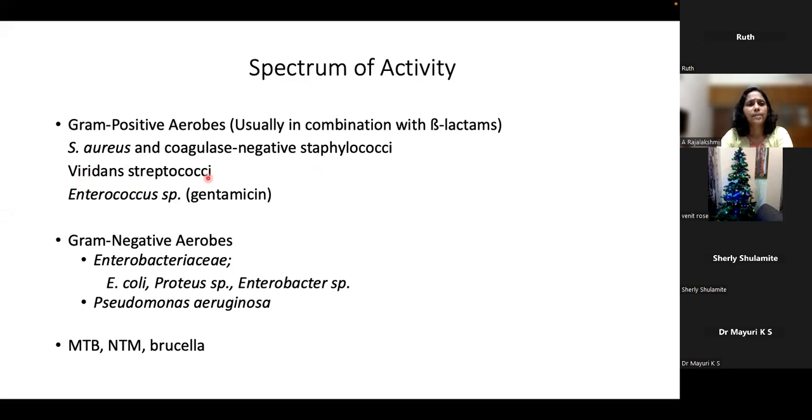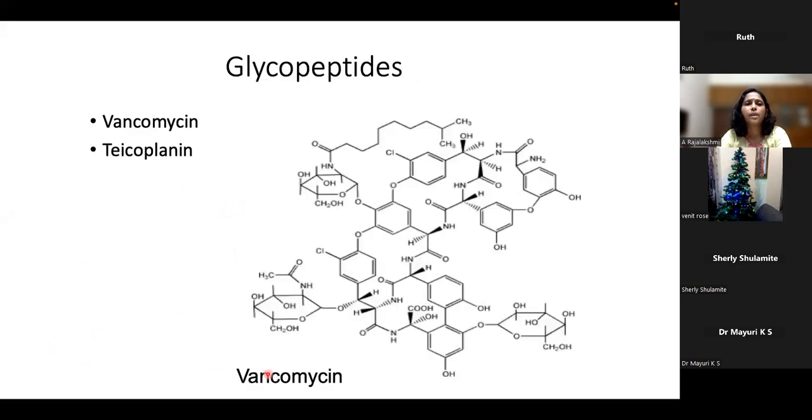It also is effective against viridans streptococci and enterococcus species, especially Enterococcus faecalis. It also covers gram-negative aerobes, and it can be used if it is found susceptible. It includes Enterobacteriaceae, Pseudomonas group, and many other gram-negative bacteria. It is a good second-line agent for MTB, non-tuberculous mycobacteria, and even Brucella. So that is almost all of the gram-negative cover except beta-lactam, which I will be talking about in the last half of the session.